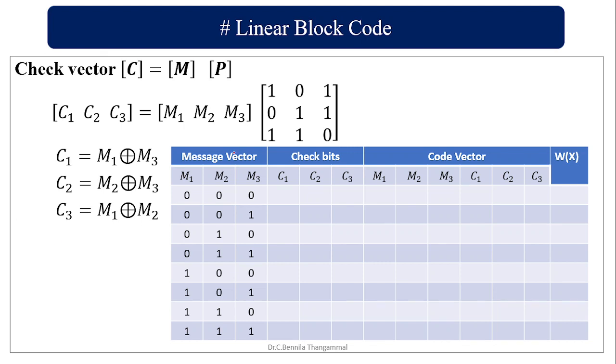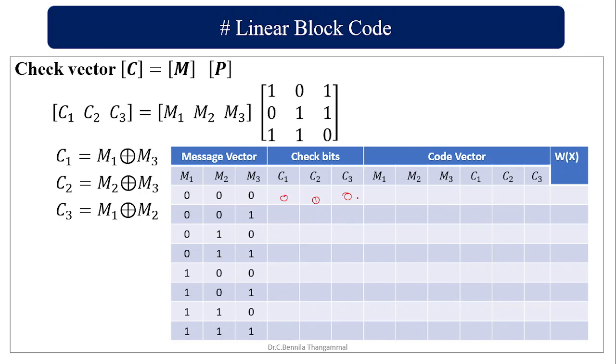This is your message vector, check bits, code vector. Here I have 3 message bits, M1, M2, M3. So the possible combinations are 2 power 3, that is 8: 0 0 0 up to 1 1 1. I will be calculating the check bits C1, C2, C3 with the help of these. For M1, M2, M3 equal to 0, 0, 0, irrespective of the formula, your check bits are going to be 0, 0, 0.